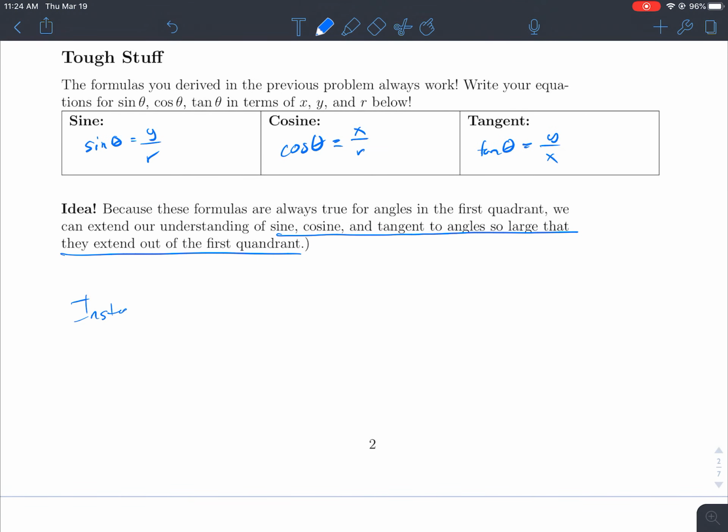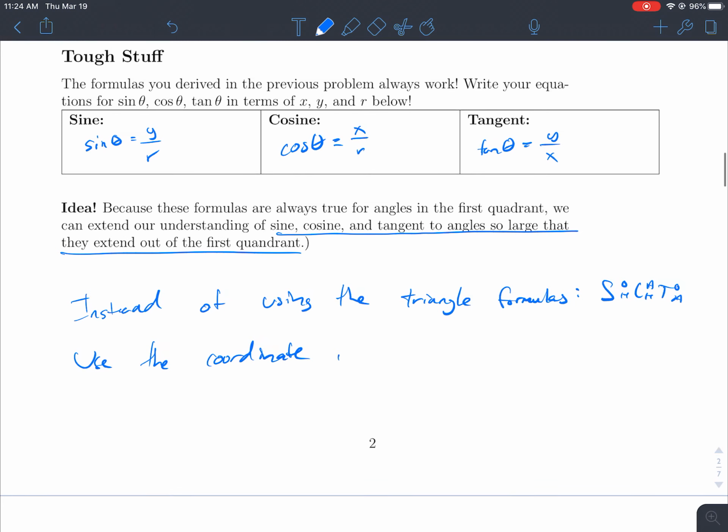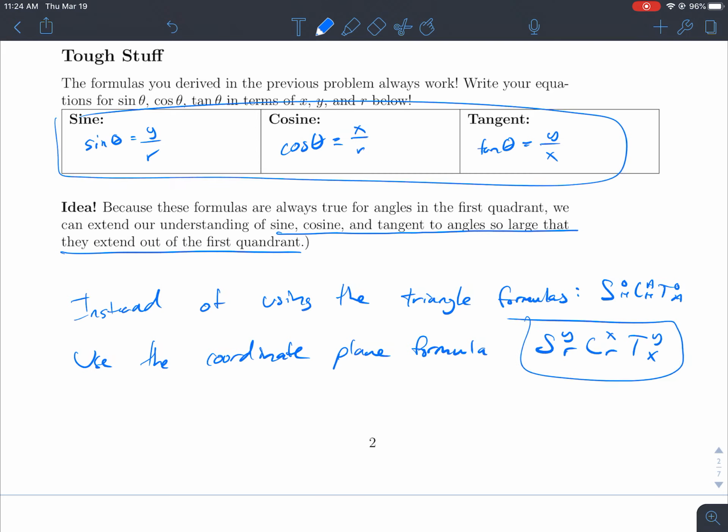And the way we're going to do this is we're going to say, instead of using the triangle formulas, which are SOHCAHTOA, use the coordinate plane version. And since these are the same for angles in the first quadrant, this is like an updated version of sine, cosine, and tangent that lets us handle big angles. And I'm just writing these three formulas with some very shorthand notation there.